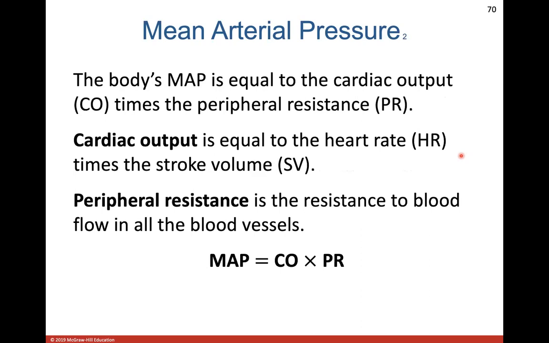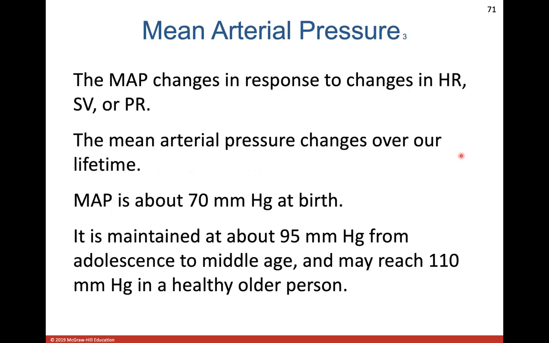This mean arterial pressure is equal to your cardiac output times peripheral resistance. Remember that cardiac output, and it's okay if you don't remember, is equal to your heart rate times the stroke volume, the amount of blood ejected from the ventricles. And peripheral resistance is the resistance to blood flow in all the blood vessels. If we multiply those two together, we get the mean arterial pressure. This will change in response to changes in heart rate, stroke volume, or peripheral resistance.